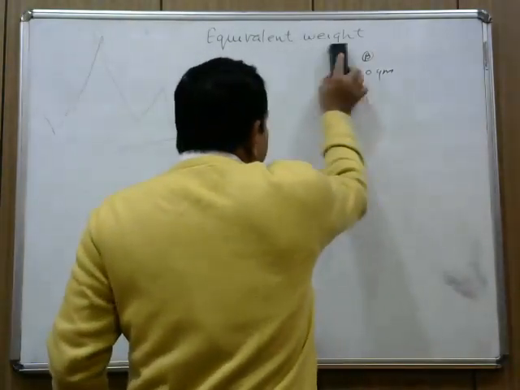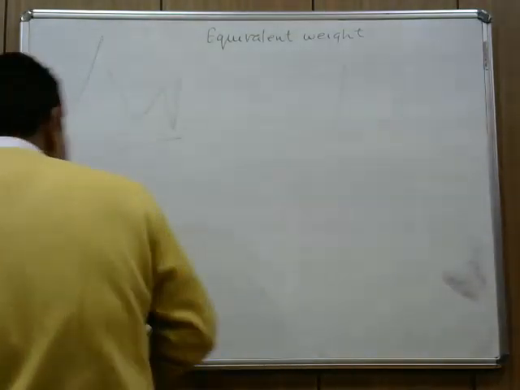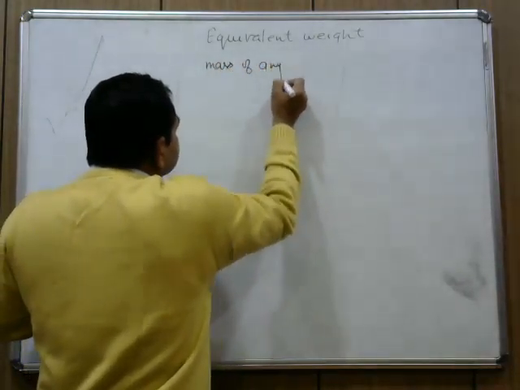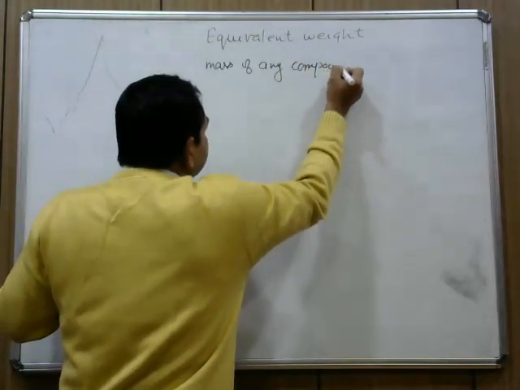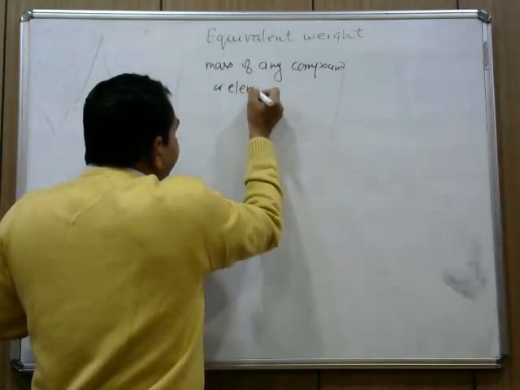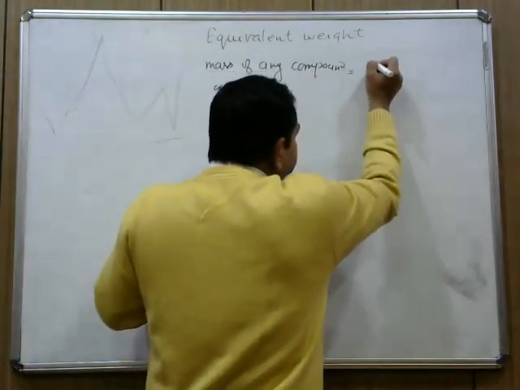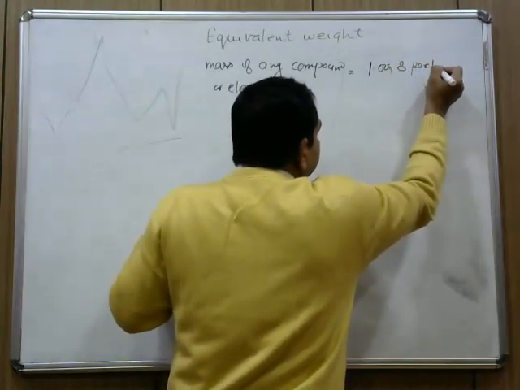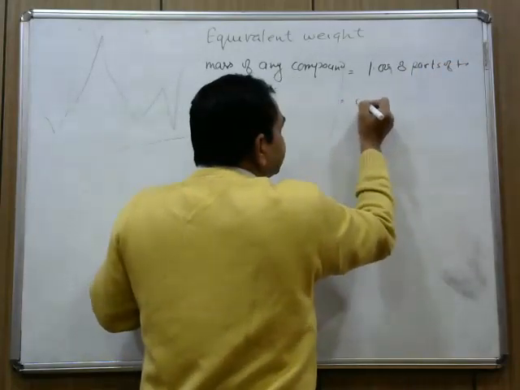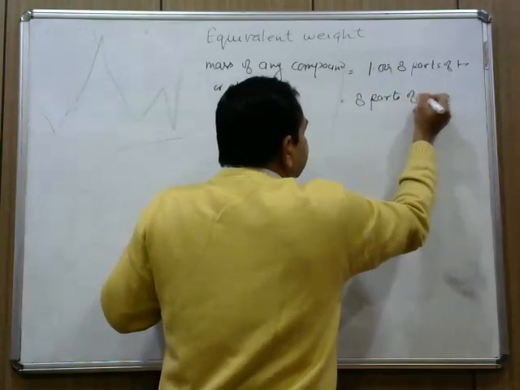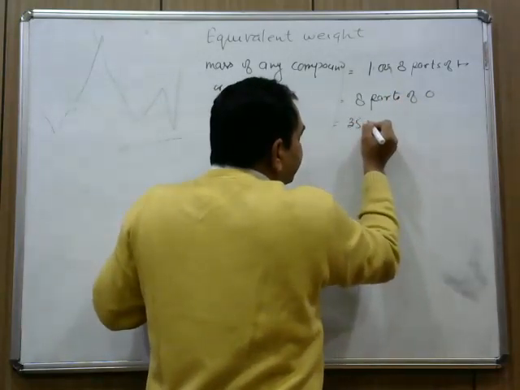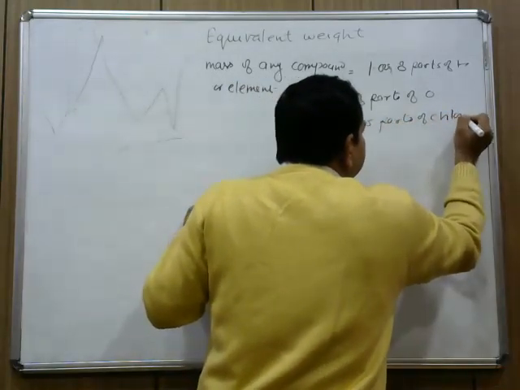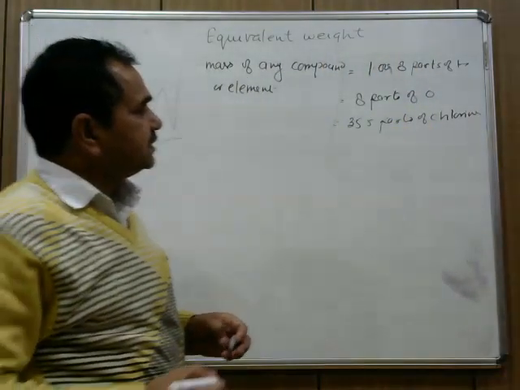Now, for the determination of equivalent weights, the mass of any compound or element that reacts with 1.008 parts of hydrogen, 8 parts of oxygen, or 35.5 parts of chlorine is called its equivalent weight.